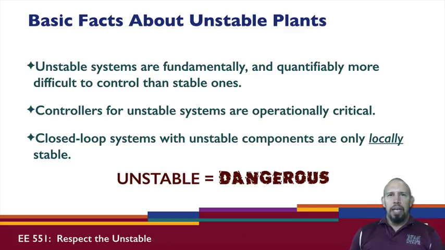So the paper, Respect the Unstable, goes through and makes three main points, basic facts about unstable plants. First of all, unstable plants are fundamentally and quantifiably more difficult to control than stable ones. Second of all, controllers for unstable systems must be operationally critical. And third, closed-loop systems with unstable components are only locally stable. And so the conclusion drawn is an unstable system is a dangerous system and needs to be treated with great care.